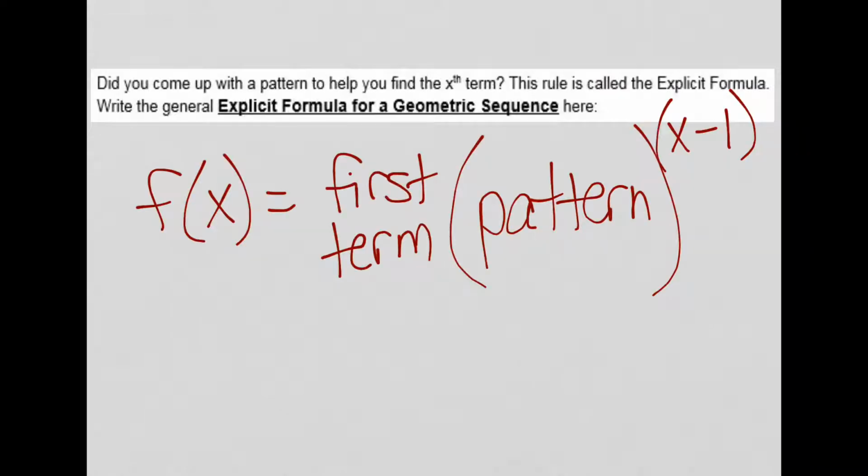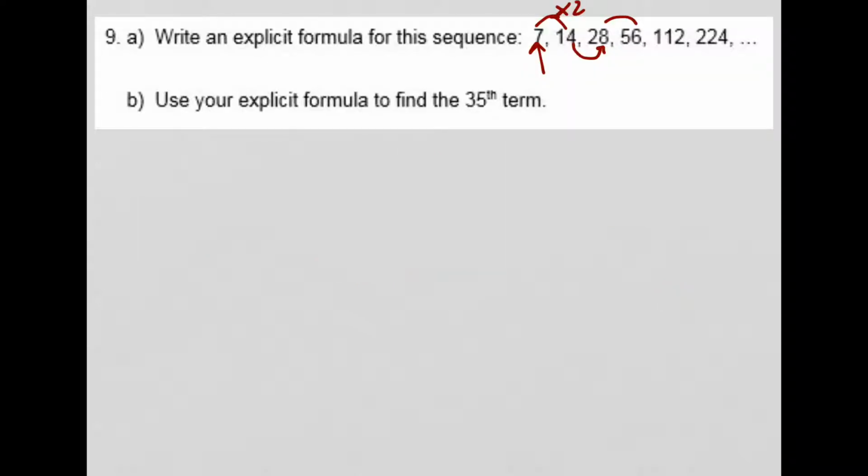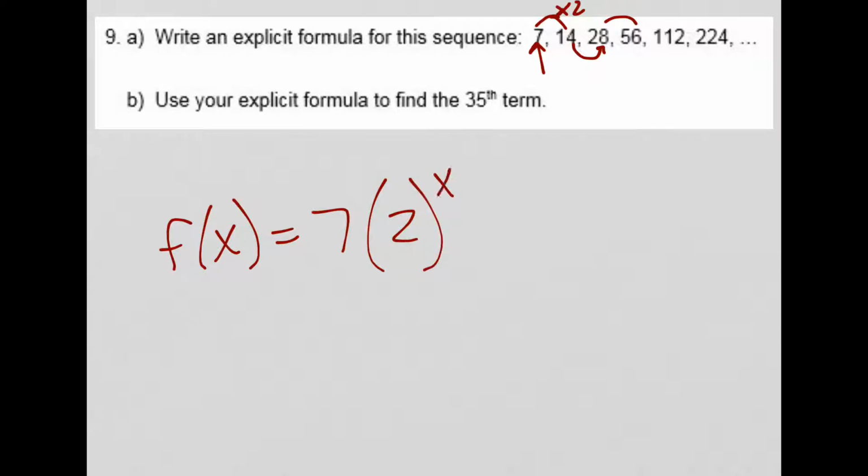So if I use this formula that I just wrote, I'm going to start with f of x equals the first term times the pattern to the x minus 1 power. And that's it. I'm done. First term goes in the first, and the pattern goes in the parentheses right there. That's what we call the base. That's the thing that you were multiplying by over and over and over again. Now that we have that tool, we're going to use that tool to find the 35th term. Remember, explicit formulas let you jump.